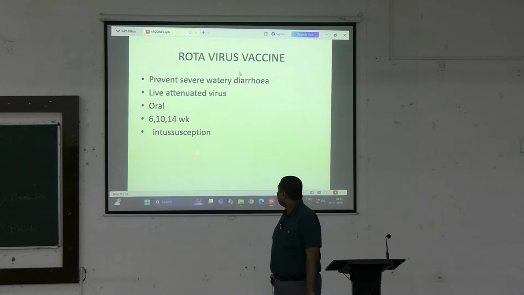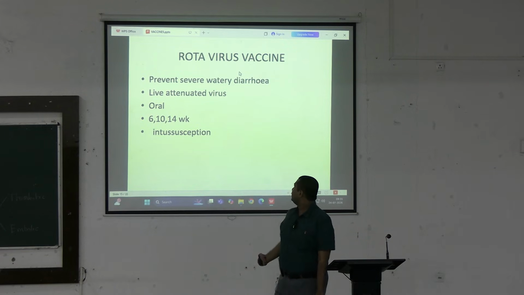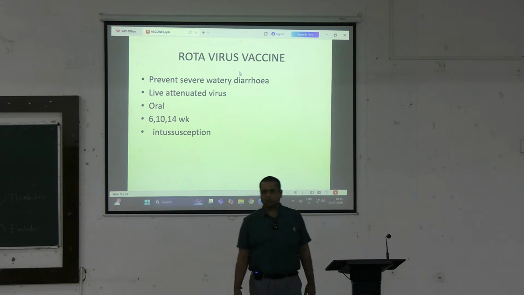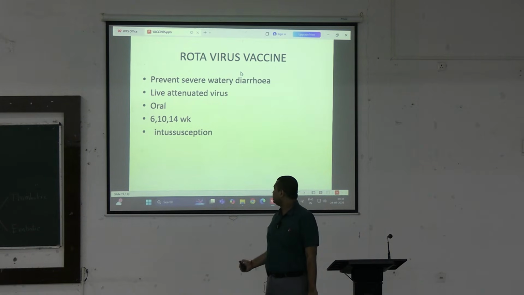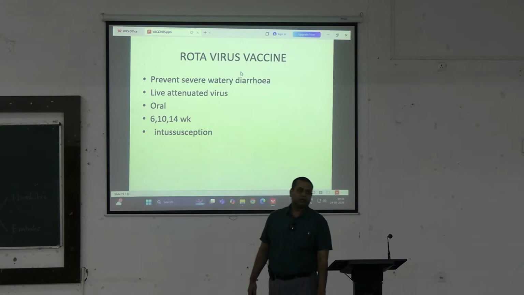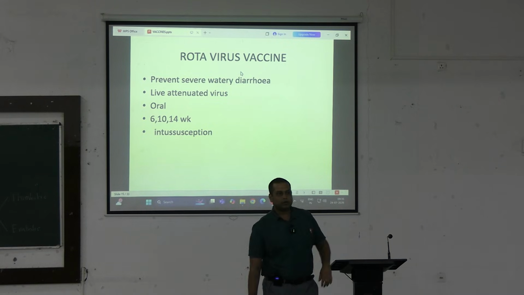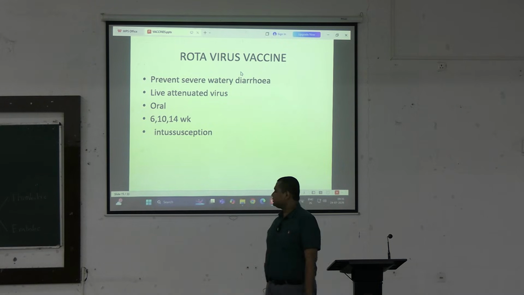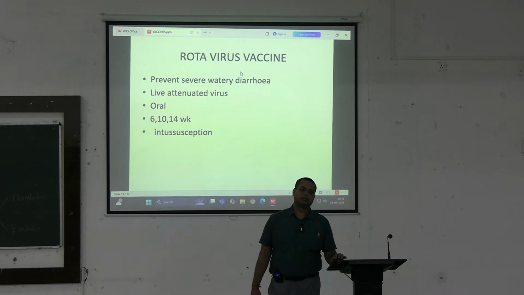So rotavirus vaccines prevent severe watery diarrhea. It is an inoculated vaccine given orally at 6, 10 and 14 weeks. One of the important complications is intussusception. What do you mean by intussusception?